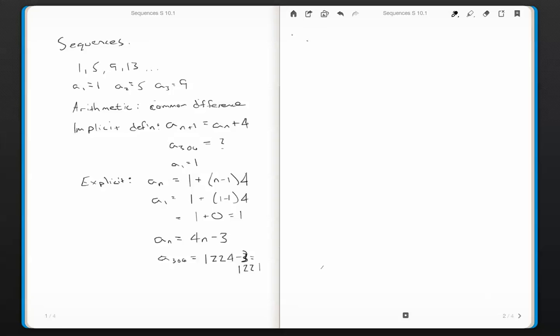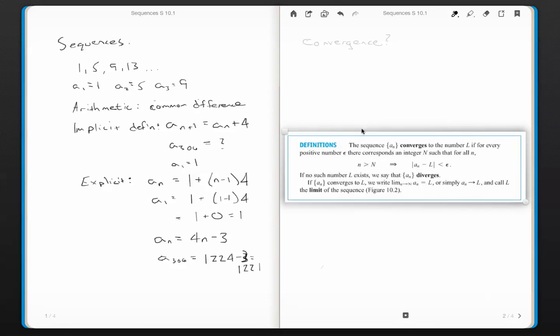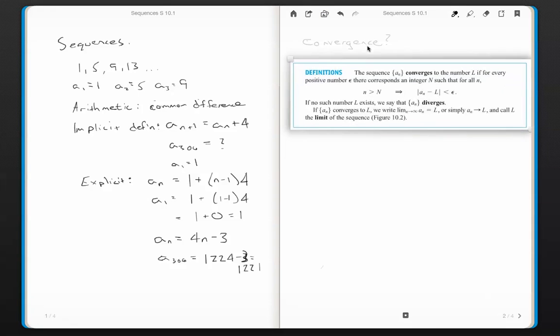All right, let's go over to the next page. And we've got to talk about something that I know Christine is looking forward to, and that's the topic of convergence. What does it really mean, convergence? We've got a handy little definition that I swiped from the book. Let's put that in here, and we'll drag it up here.